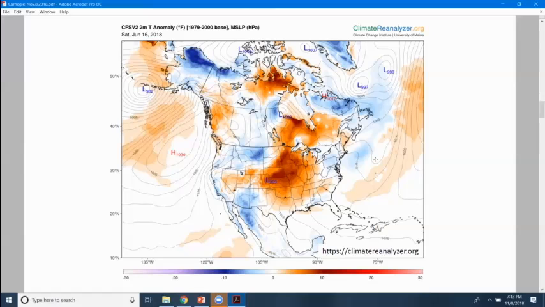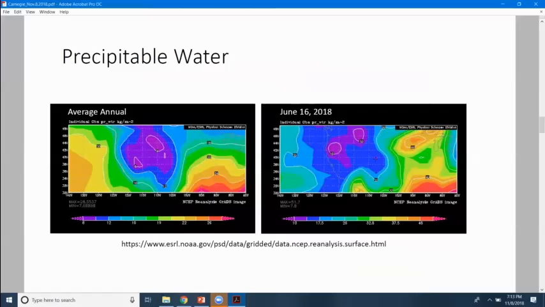And this, I'm sorry, will not be very easy to see, but to orient you, this is the Great Lakes up here. This is the coast of California over here. So this is looking at the continental US.